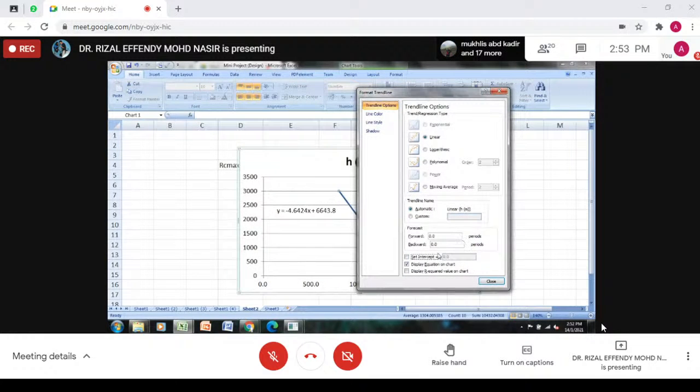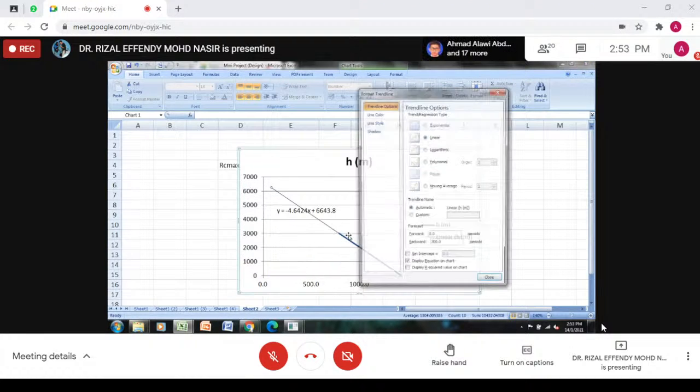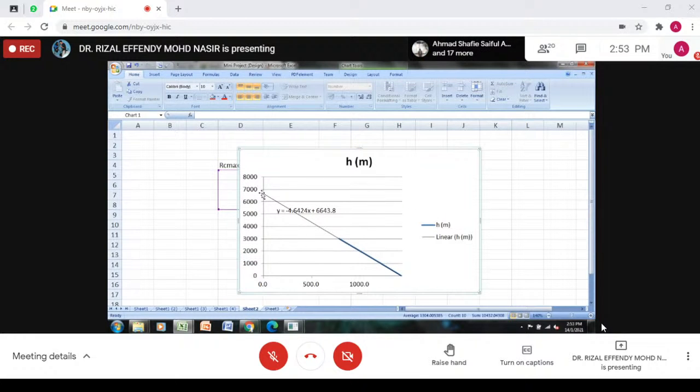You backward dalam 700 lebih, 800 unit backward. So you nampak dia intercept at 6,000 plus feet. Nah, ini make sense. Okay, ini make sense, meaning that the maximum altitude attainable by this is only about 6,600. The absolute altitude dia lah 6,643.8 feet.